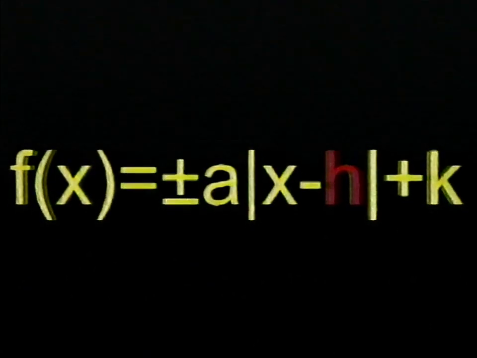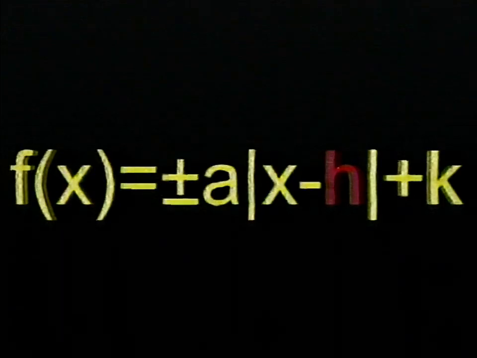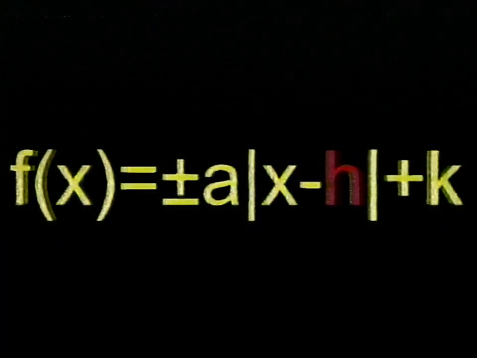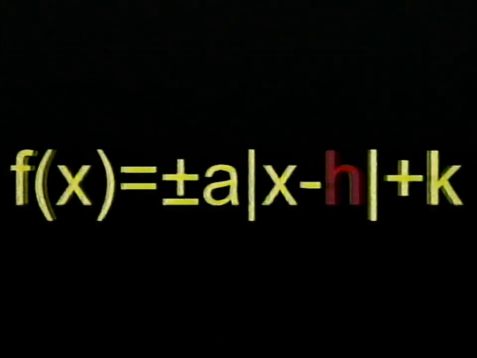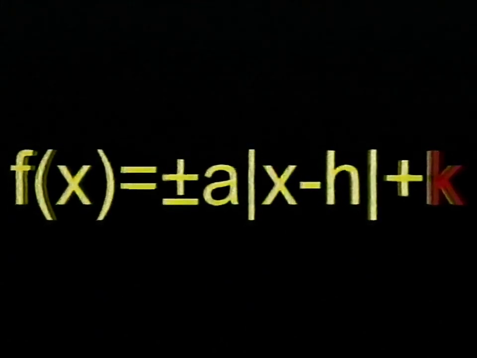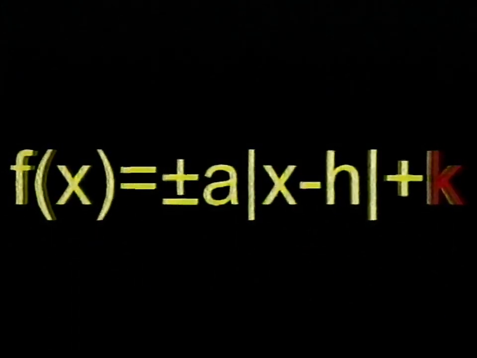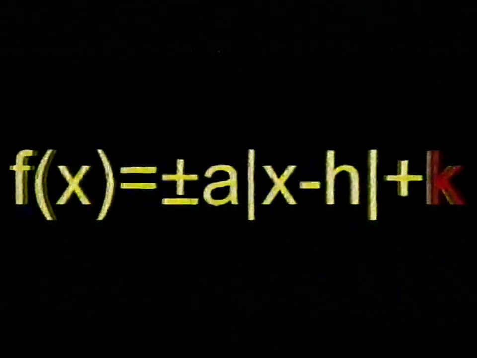H determines the shift of the graph from left to right. If it's positive, it will shift left. If it's negative, it'll shift right. K determines the shift of the graph up and down. If it's positive, it will shift up. And if it's negative, it'll shift down. The vertex of the graph is at (h, k).